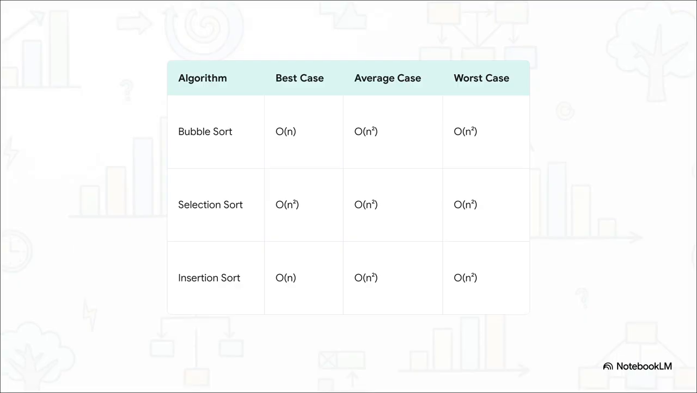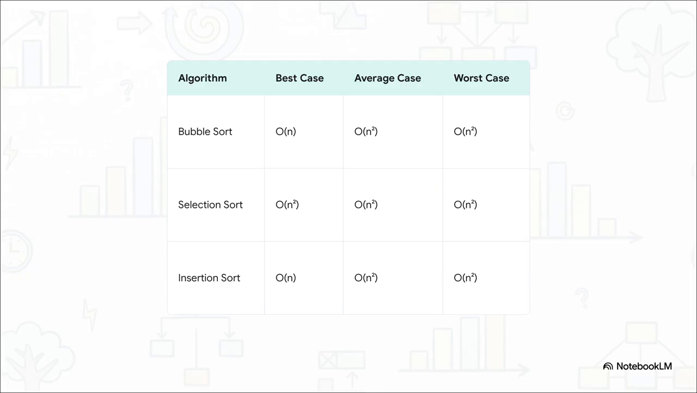Simple. So what's the big catch with all these simple sorts? Well, just look at that average case column. They all share that same label, O of n squared. This is called quadratic time, and it's the killer. It's the reason these algorithms don't run the internet.